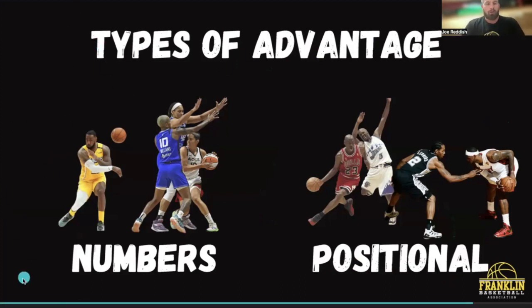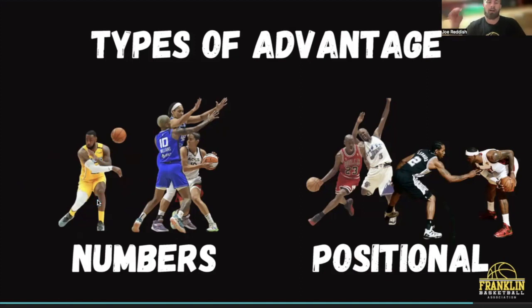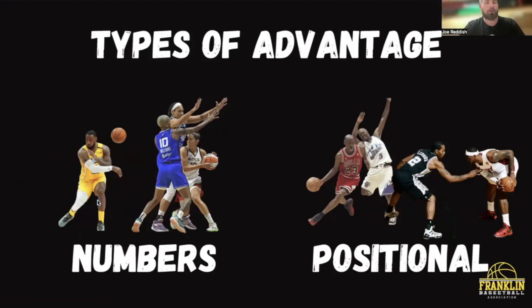Now, number one here, numbers advantage. Normally this exists most in transition. This is one of the easiest ways to get a numbers advantage. So right here, LeBron James is throwing an outlet pass to someone running. If we're running down the floor and we're really fast on offense, there might be 2-on-1s, 3-on-2s, however you want to split it. But if we run on offense, we can generate a numbers advantage and be able to exploit it by trying to get really, really good shots. So that's an example of a numbers advantage. Transition offense is where they happen mostly.